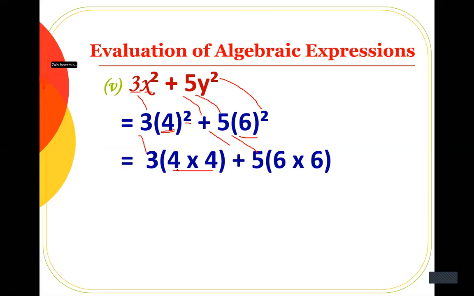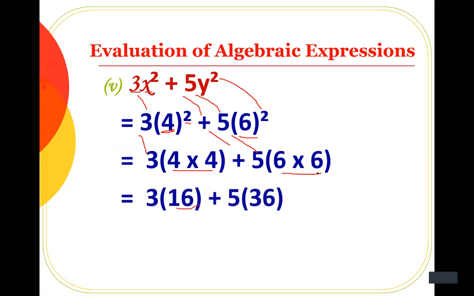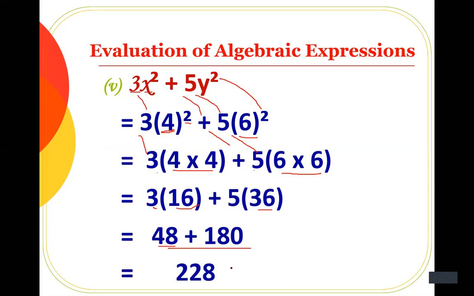Now 4 multiplied by 4 will become 16, and 6 multiplied by 6 will become 36. Now this is your 3 and this is your 5. Simply multiply with your coefficient. So 3 multiplied by 16 will become 48, and 5 multiplied by 36 will become 180. Now simply add them together, and you will get the answer 228. So 228 is the value of this expression.